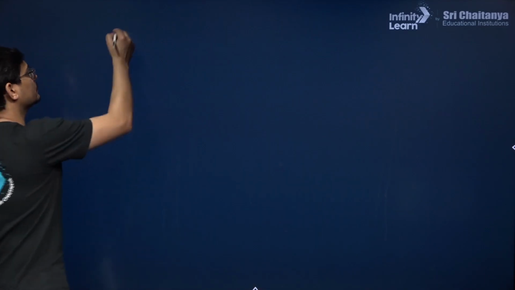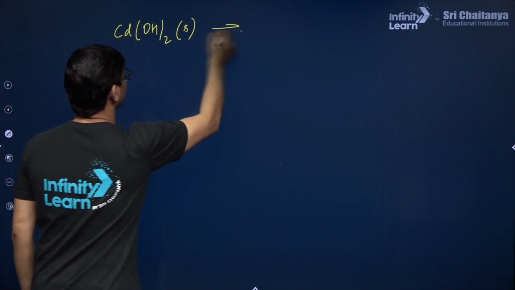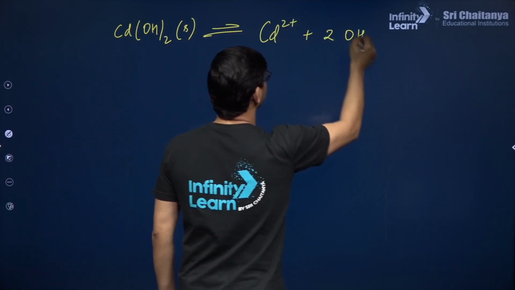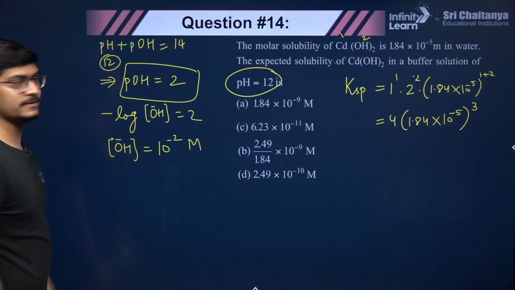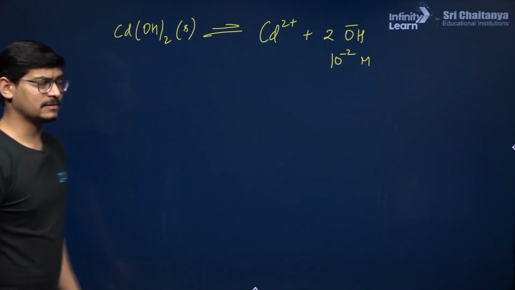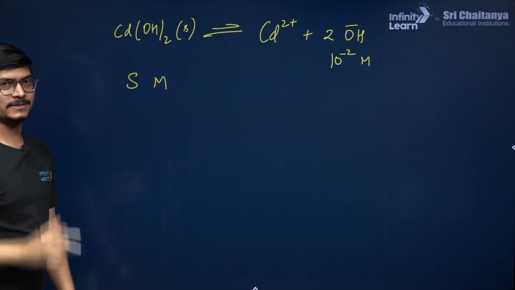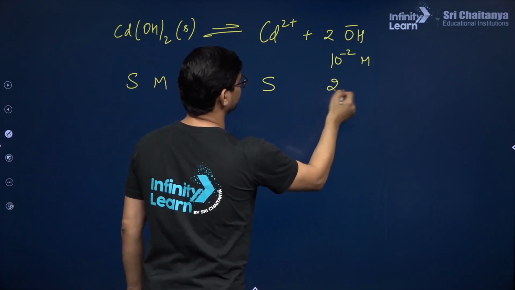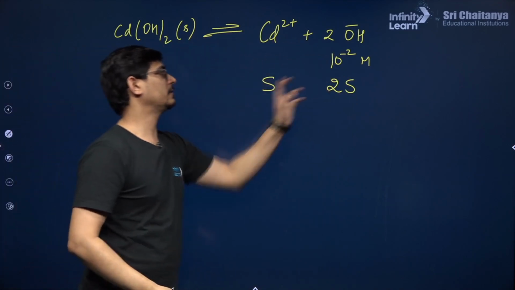Let us do this. Cadmium hydroxide, when it dissolves, produces one cadmium ion, of course, and two hydroxide ions. Am I correct? Now this solution already contains 10 raised to the power minus 2 molar of hydroxide, right? Let us suppose in this buffer solution the solubility of cadmium hydroxide is capital S moles per liter. So the concentration of cadmium will be S, the concentration of hydroxide will be 2S, right? 1 mole gives 1 mole of this and 2 moles of this, so S and 2S.